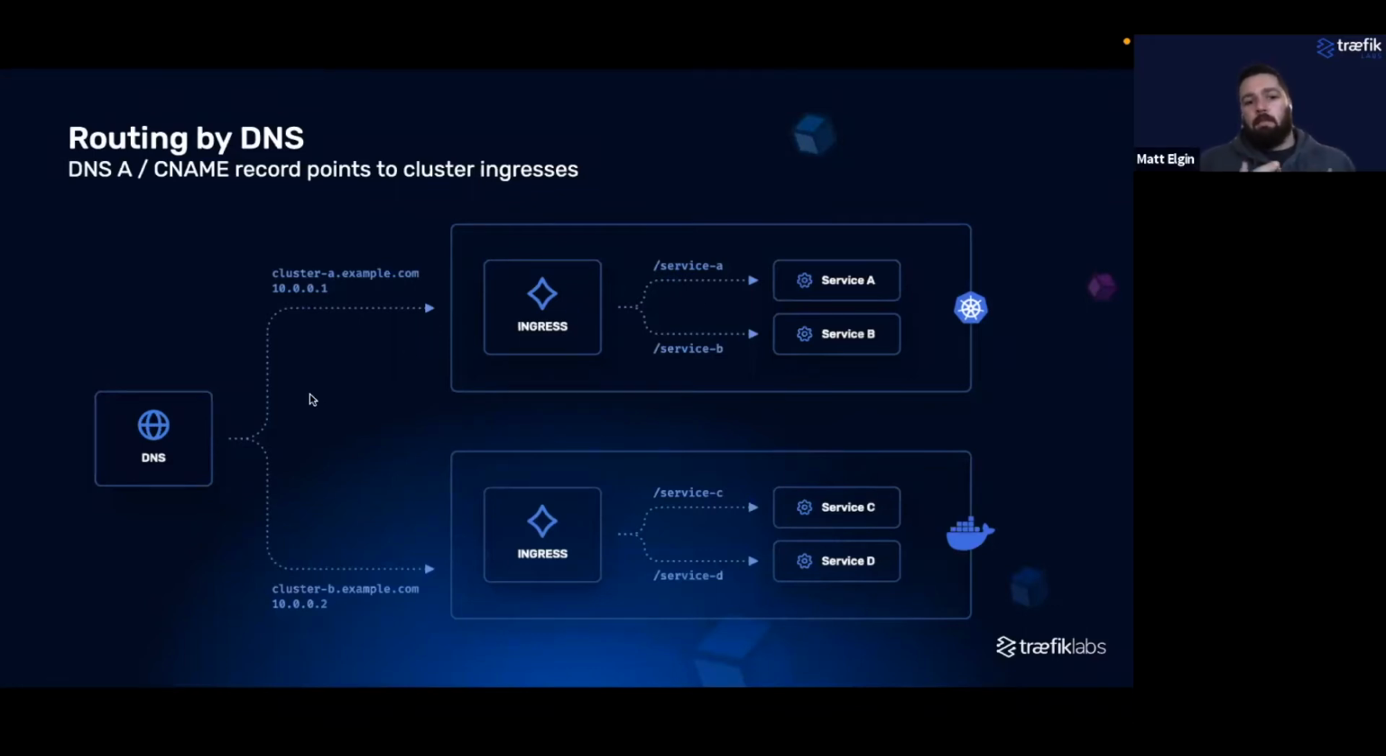So in this particular approach, the way that we've seen customers route across these different clusters is through simple DNS entries. So you've got a DNS provider that you are maintaining A or maybe CNAME records pointing to the addresses of these ingress instances for each of your clusters. So relatively straightforward. You've got a record for maybe clusterA.example.com routing to Kubernetes, clusterB.example.com routing to Docker Swarm.